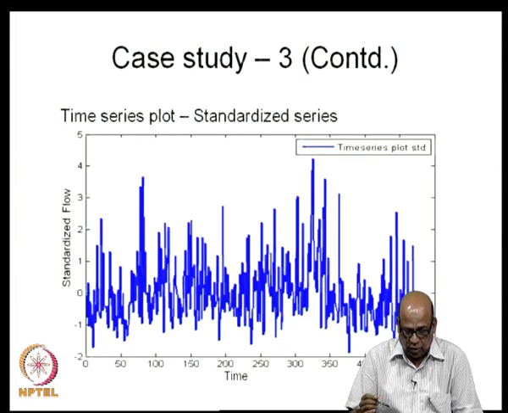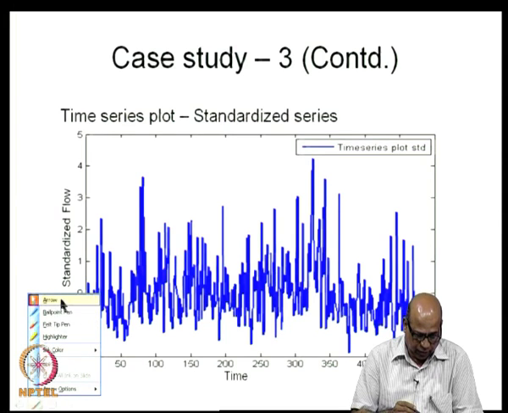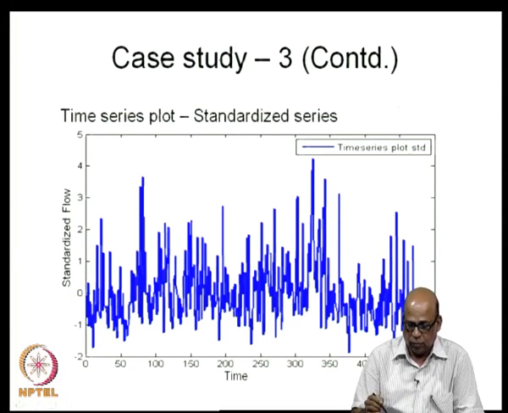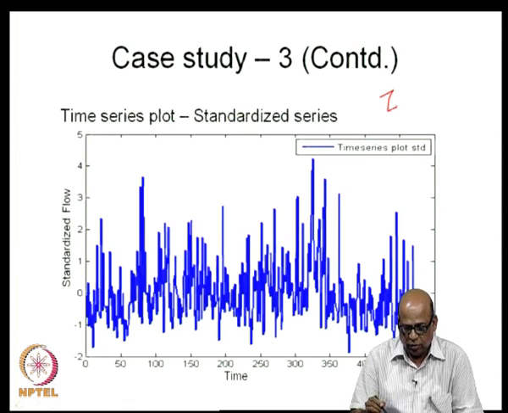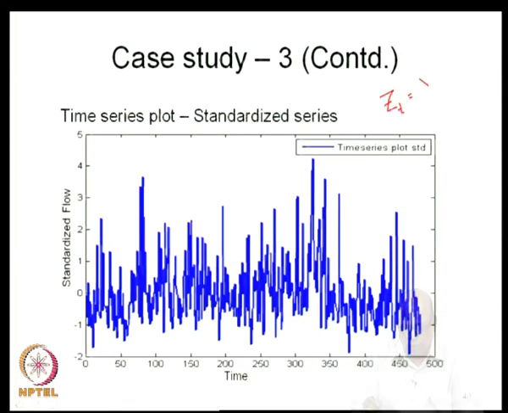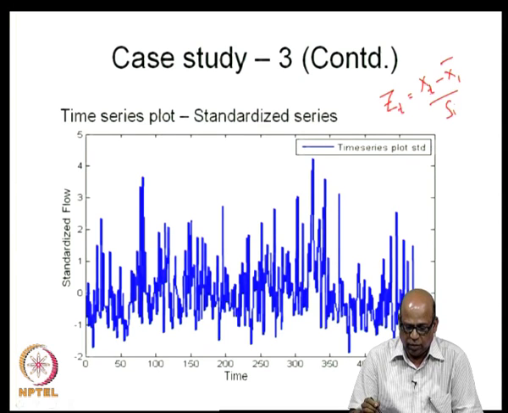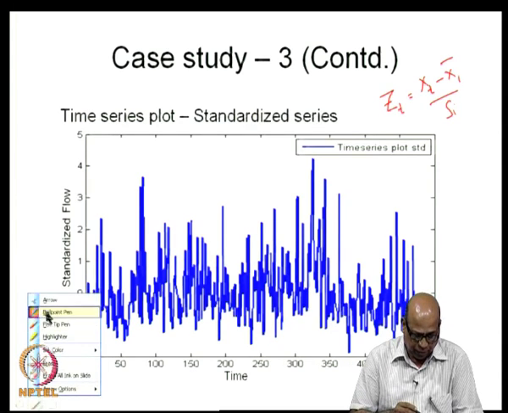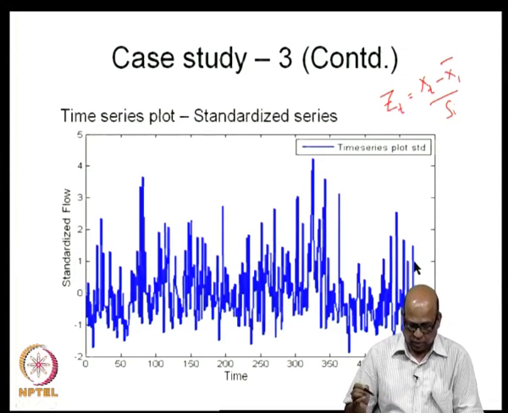So, I do the standardization. How do I do the standardization? If you recall, this is for the standardized data: z t is equal to x t minus x I bar, divided by S I. This is how I obtain the standardized series. Now, x I bar is the mean of the month to which the time period t belongs, and S I is the associated standard deviation. That is how we standardize the data and then plot the standardized data.